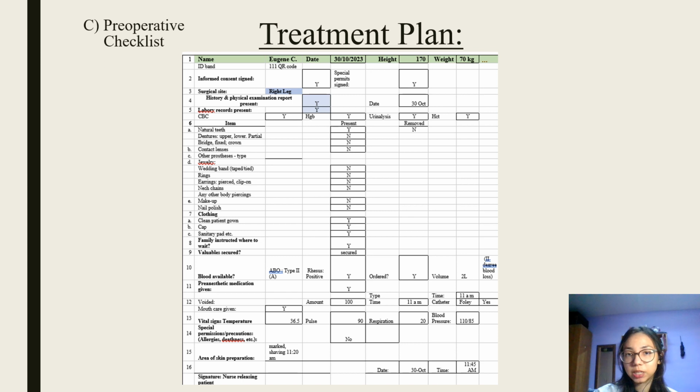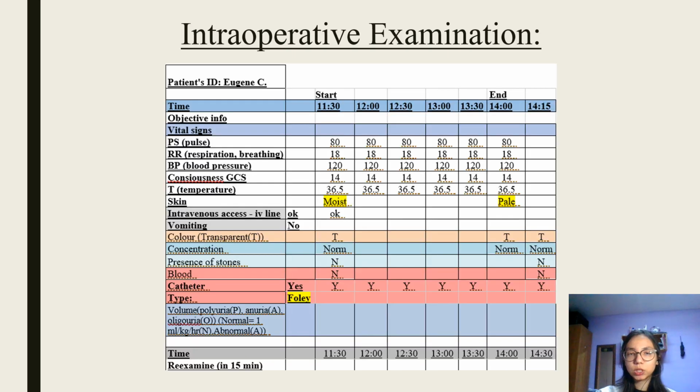For the pre-operative checklist, everything was done. We checked the blood type, which is A, type 2. We also ordered a volume of 2 liters due to second degree of blood loss. Other than that, all of the pre-operative checklist was done and signed. Next is the intraoperative examination.